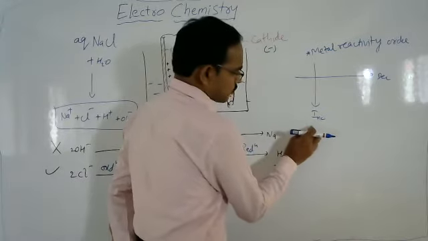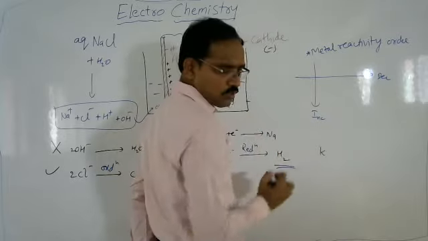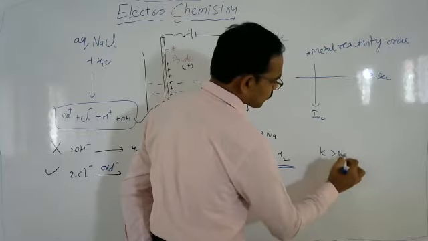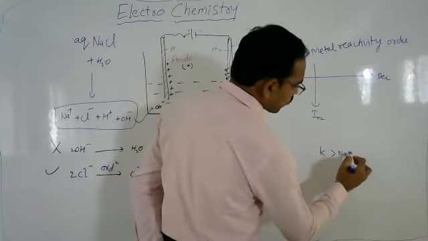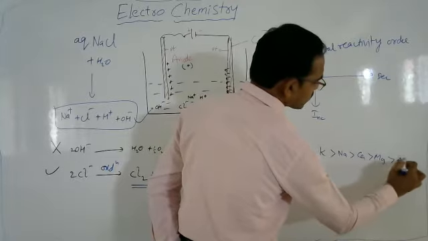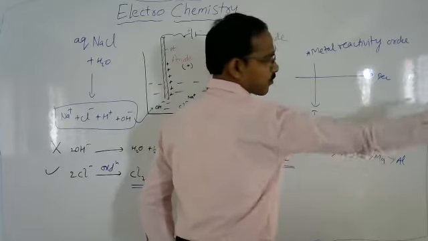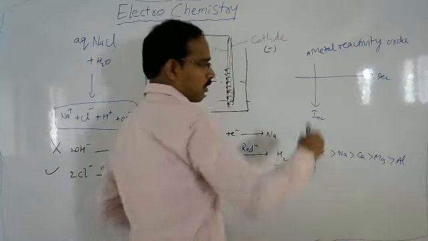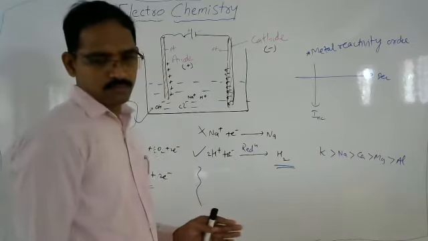Sodium, potassium, rubidium, cesium, like this. Potassium and sodium, which is more reactive? Potassium is more reactive, sodium is less reactive. In the case of magnesium and calcium, calcium is more reactive, then magnesium is less reactive, then aluminum is less reactive. Why? First group, second group, third group. Left to right, moving across, the metal reactivity decreases.